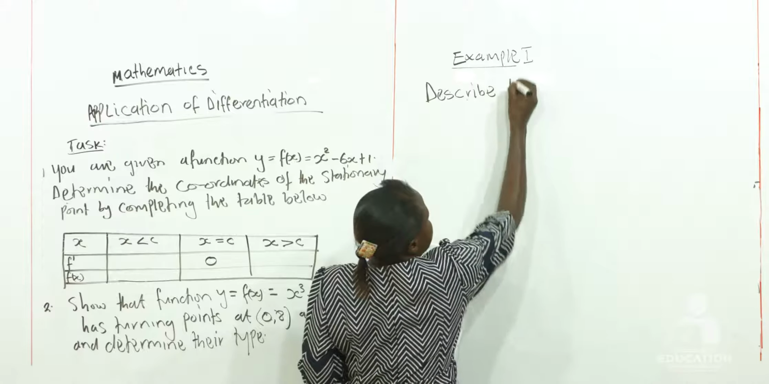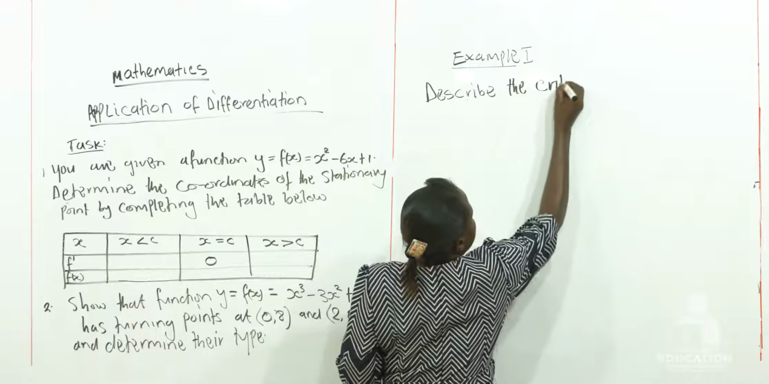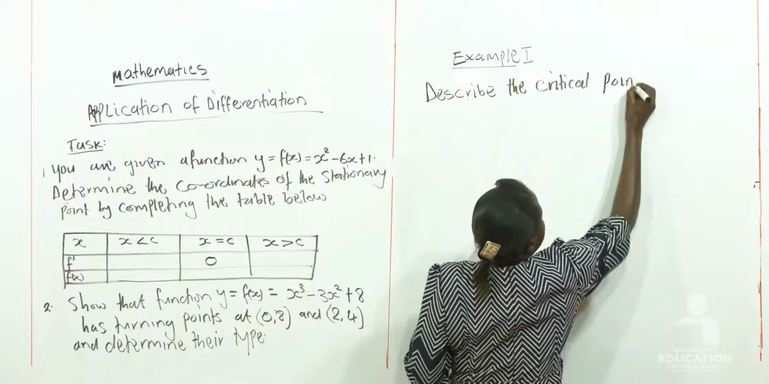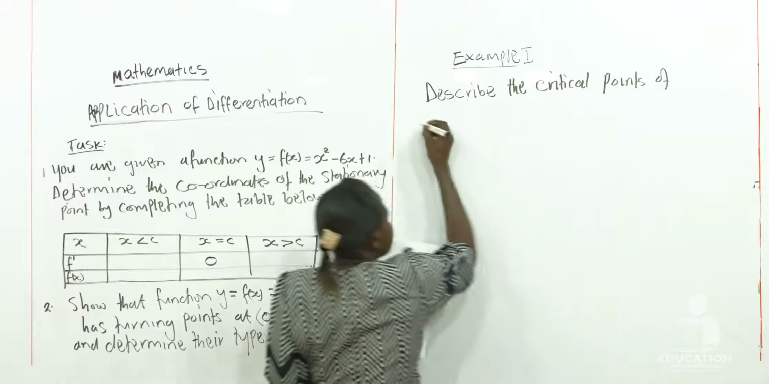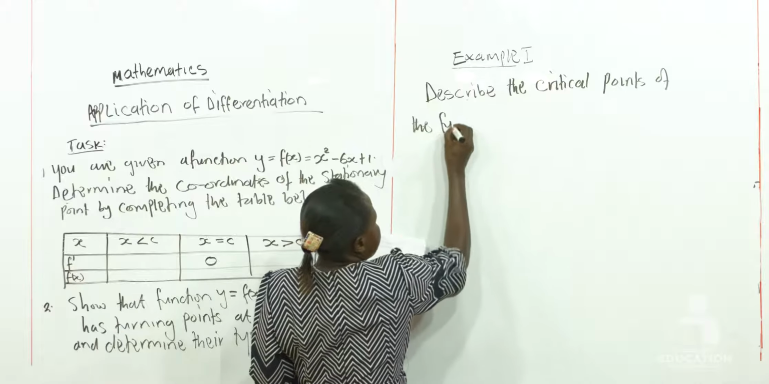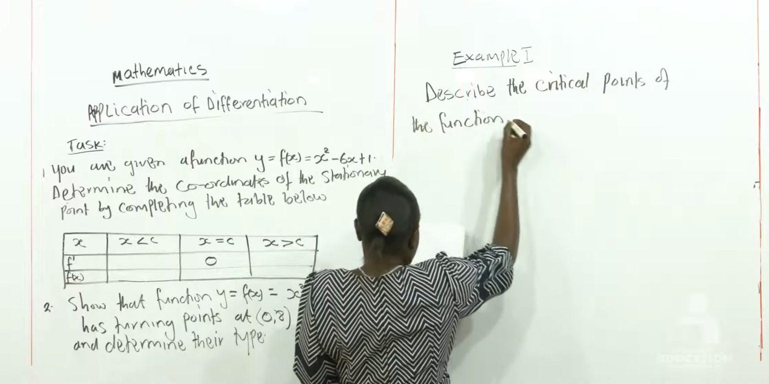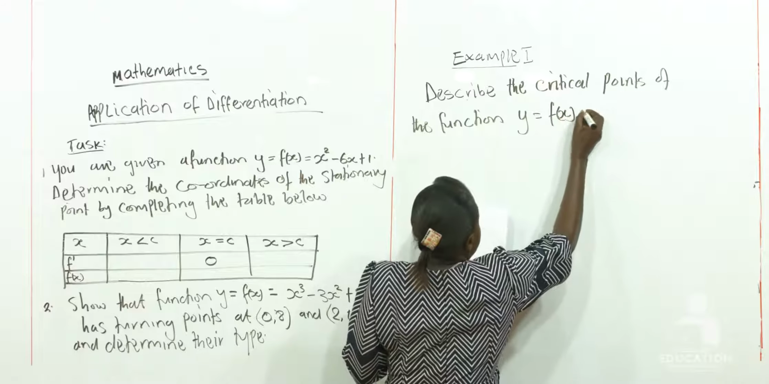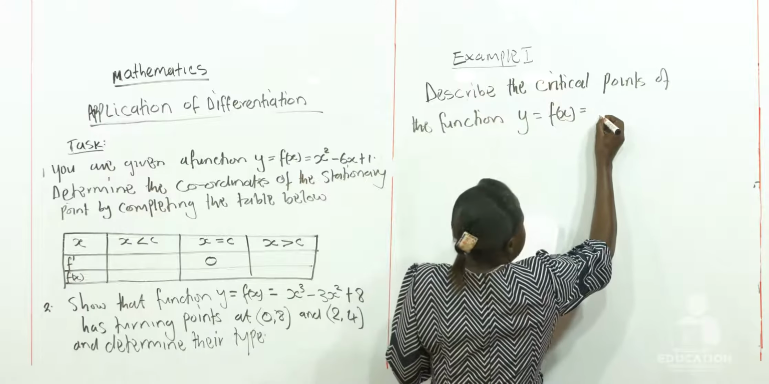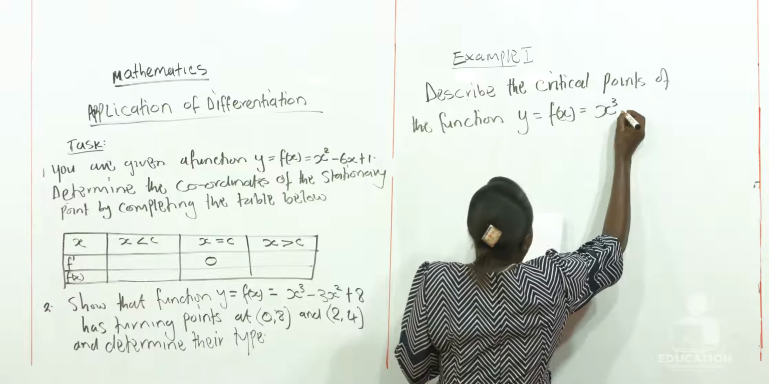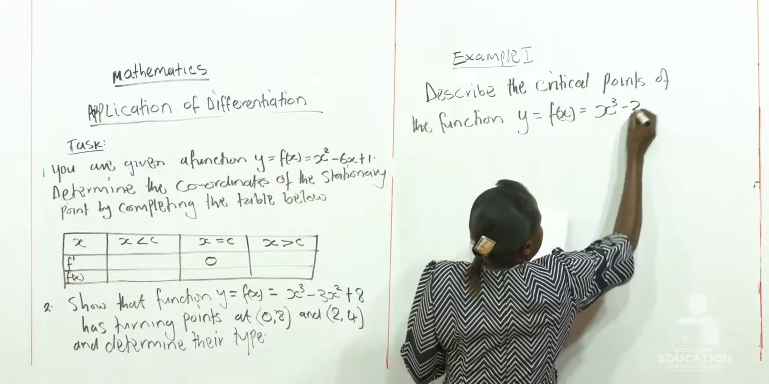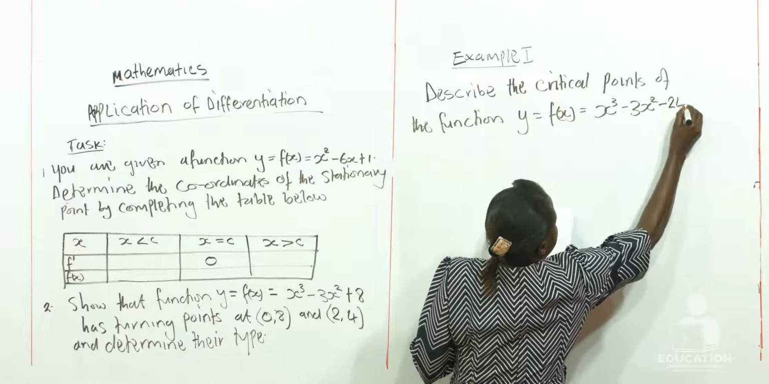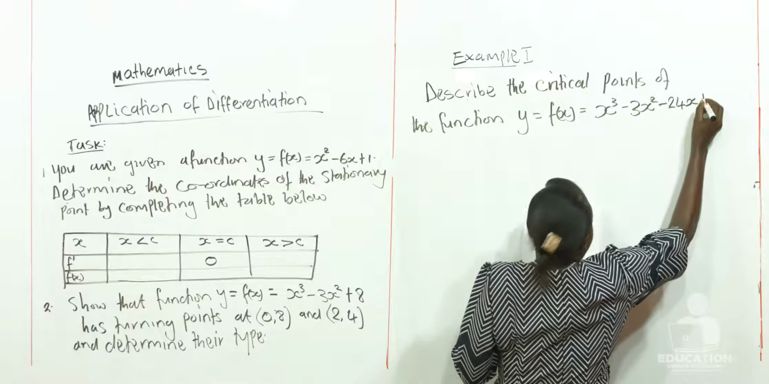Describe the critical points of the function y equals f(x) equals x cubed minus 3x squared minus 24x plus 12.